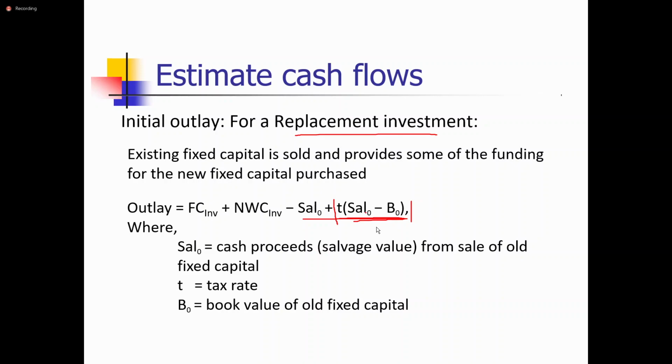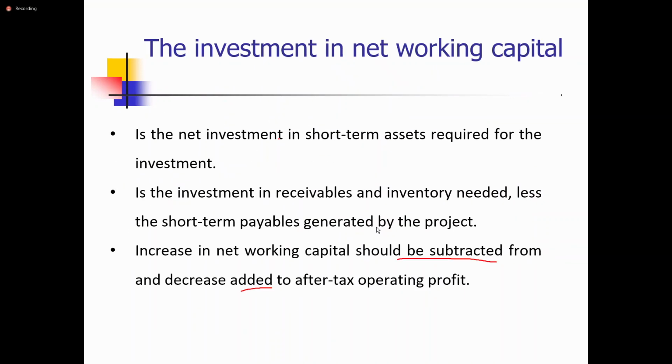You can identify whether it is a profit or loss like this: salvage minus book value. B0 means the book value of all the fixed capital or fixed assets. If it is totally depreciated, the book value is zero, then the salvage value is a profit. On this profit, you have to pay tax. So that is what you have to adjust in the case of a replacement investment when you estimate the initial cash flow, initial outlay, or initial cost of the project. This is for the replacement one; the earlier one is for the new investment.